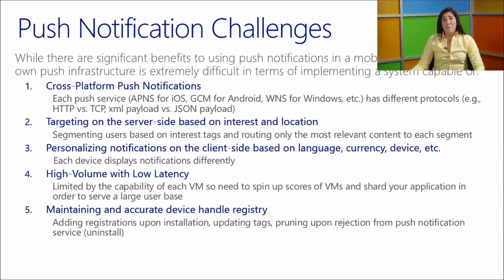The fourth challenge is probably the biggest one. High volume with low latency is incredibly difficult to accomplish. So when you think about how many push notifications you can send from your app backend, you're limited by the power of the underlying compute. So if there's a breaking news scenario or you want to send a lot all at once, you're going to need to have a lot of virtual machines provisioned.